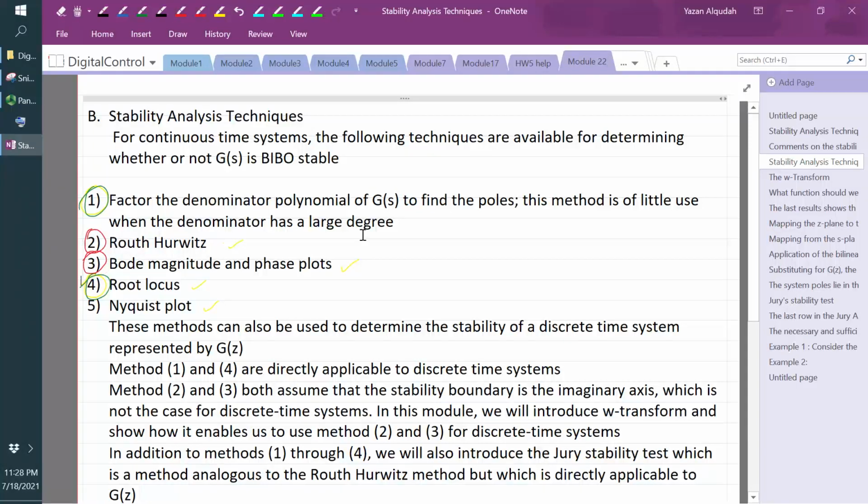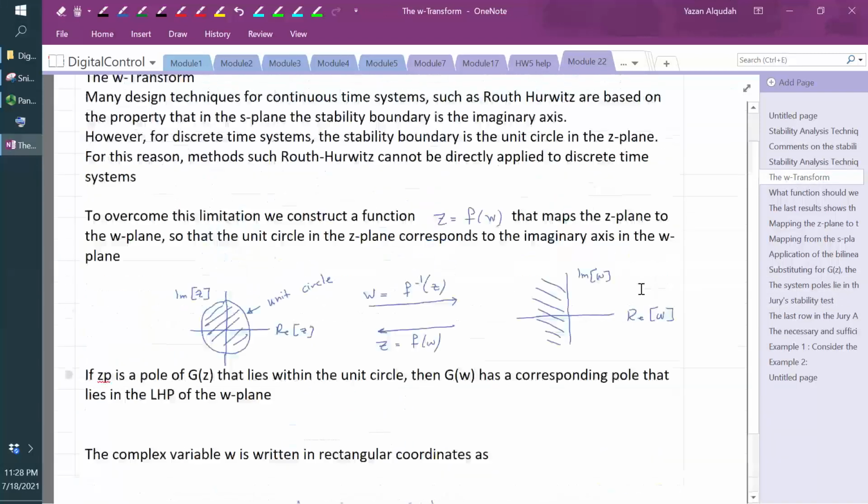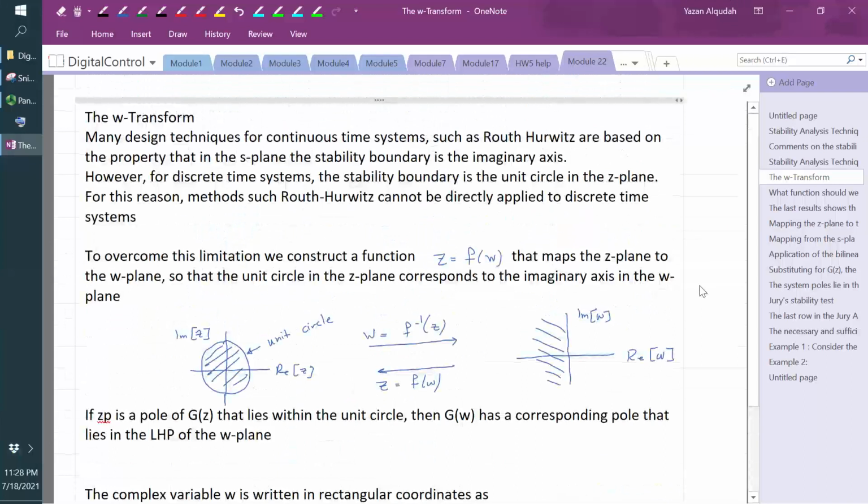And also we're going to be introducing another method, which is the Jury method, the Jury stability test, that can also be used to determine the stability of the system. Okay. So with that, we're going to be introducing our first transform, which is the W transform.